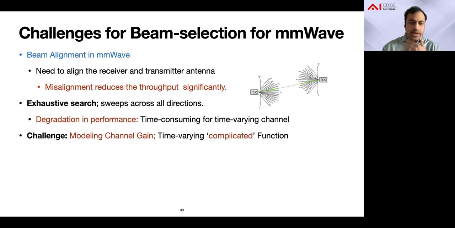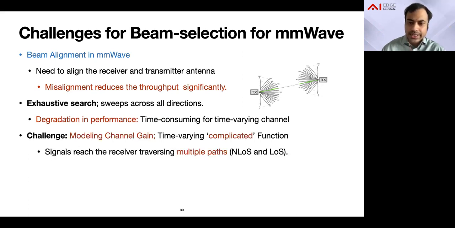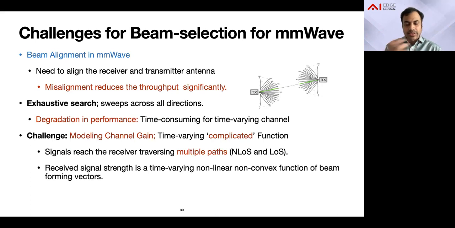You can also try to model the channel gain and find the optimal direction. But here the signals reach the receiver using multiple paths, so modeling the channel gain is also difficult. And the third challenge is interference. You also want to ensure that the interference at the neighboring terminals is bounded.